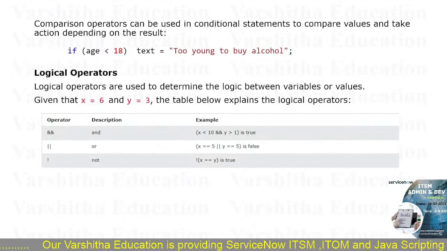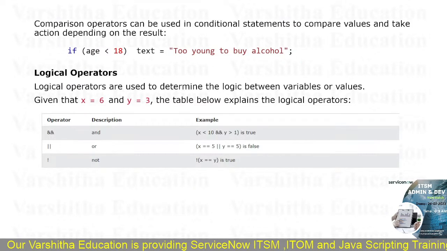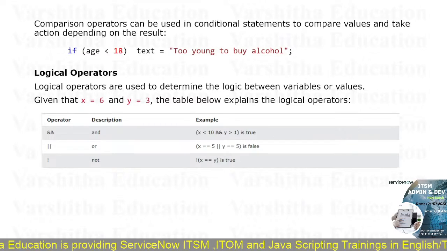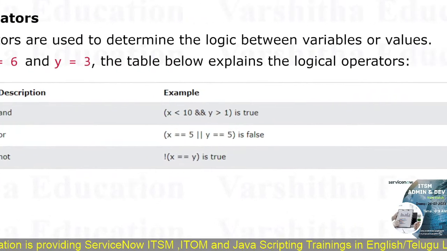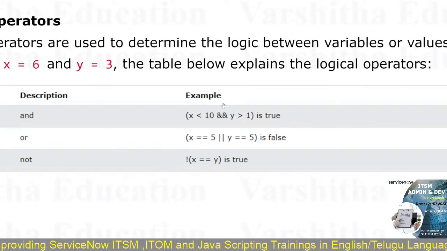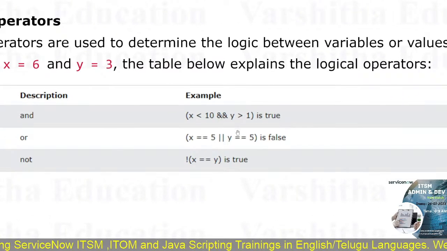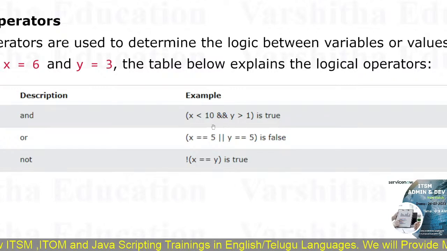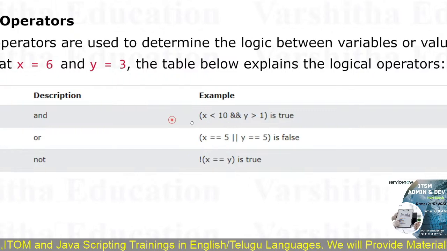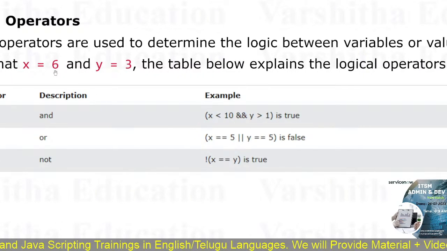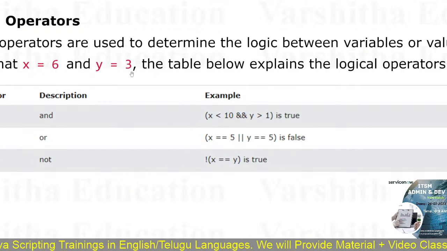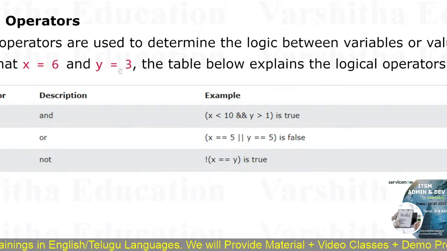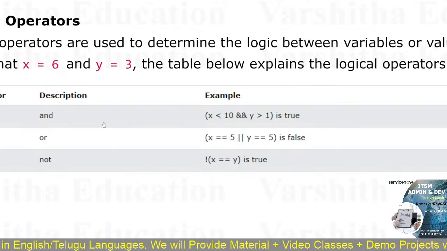So that's the reason we'll go with logical operators also. We can use the logical operators. The and operator is a double ampersand symbol. If I use the double and symbol, then only it can be satisfied. See here, I gave x equals 6 and y equals 3. So x equals 6 and y equals 3, I already declared.